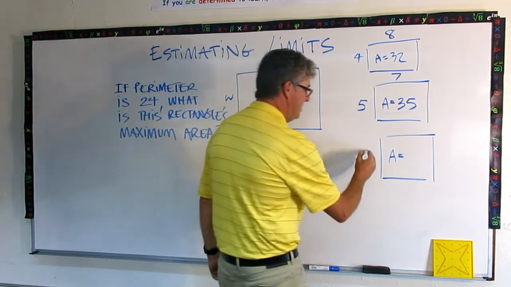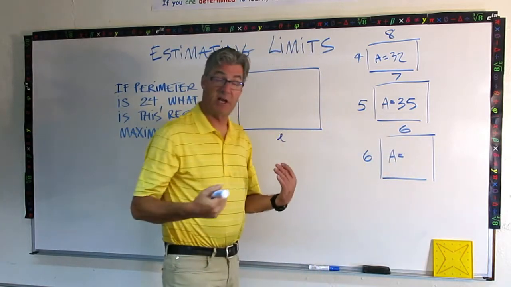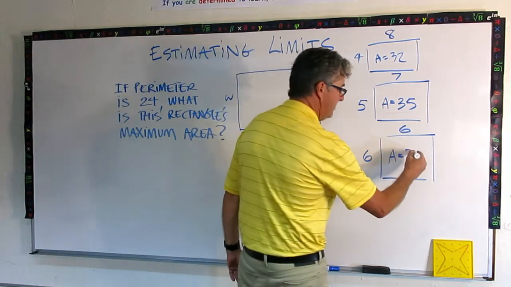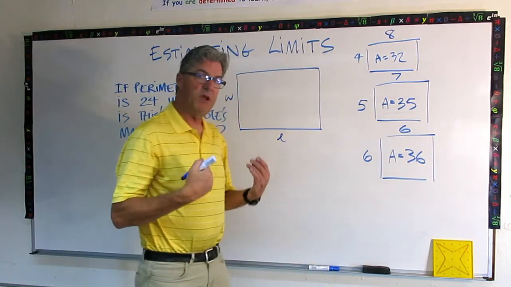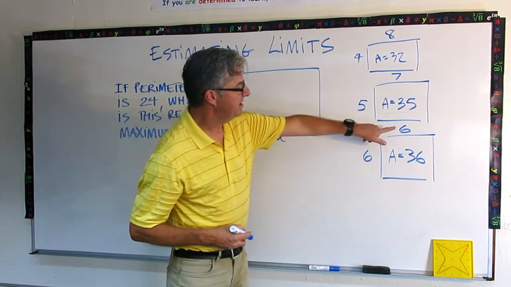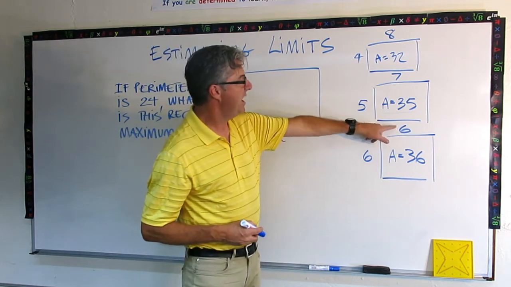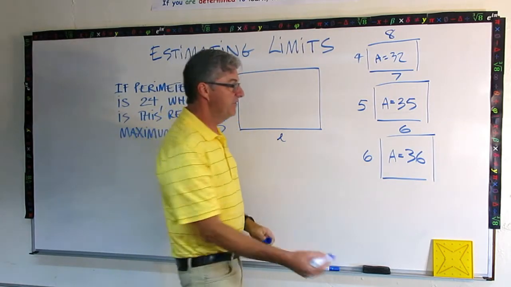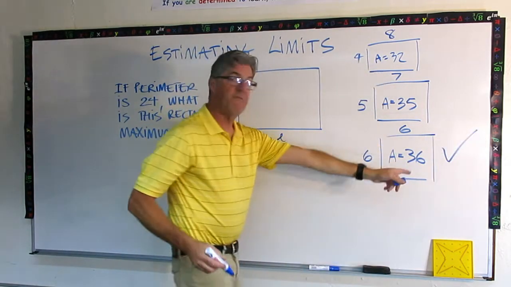6 and 6, right? That's got a perimeter of 24, but now my area is 36. And indeed, we are now at our maximum area. If I increase this, I'm going to decrease that, and it's going to end up doing things like these. So the area is going to drop back down. So this is my maximum area of 36.